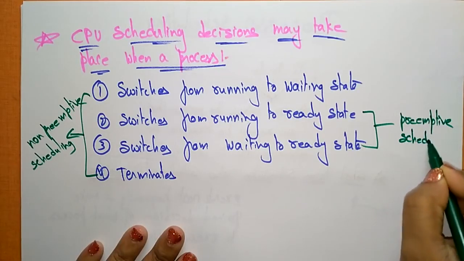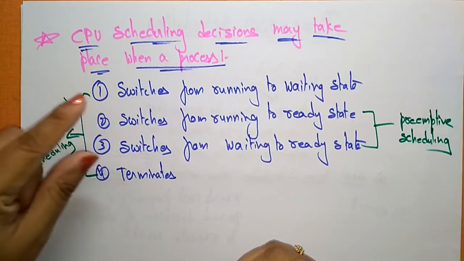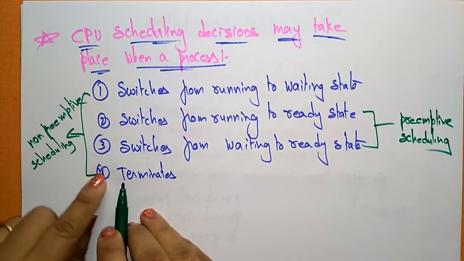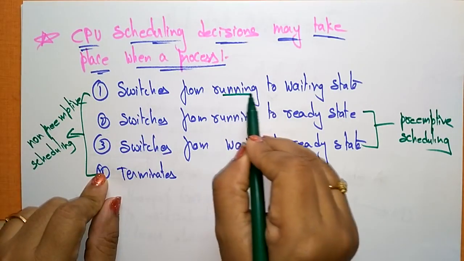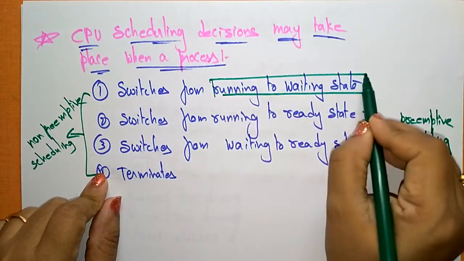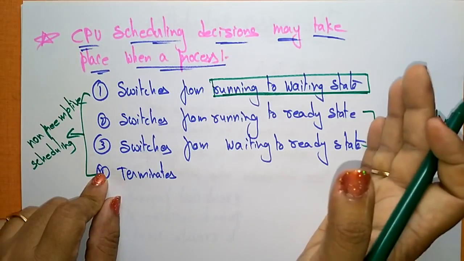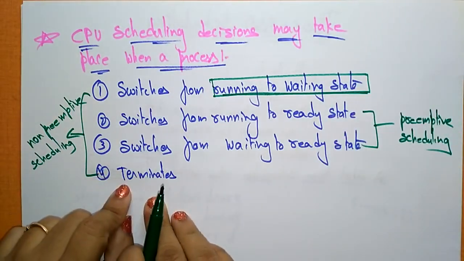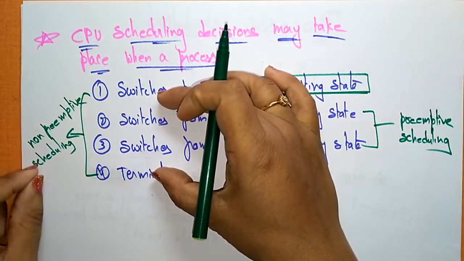Primitive scheduling means here, if you observe 1 and 4, it says that when the process switches from running to waiting, here the process is shifting from running to waiting, okay, and the next one is the process is going to terminate. So these two terms we call non-preemptive.